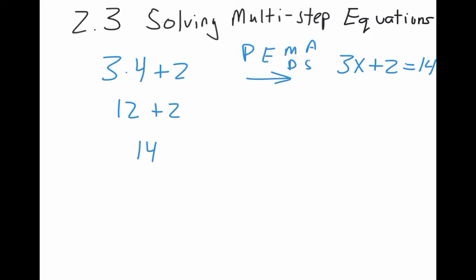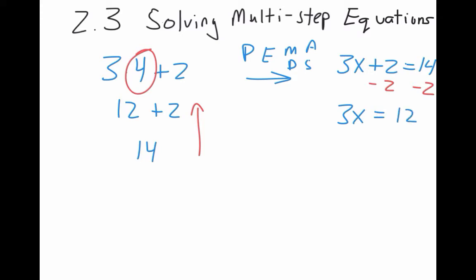That essentially we're trying to work from this 14, we're trying to work backwards to figure out that number right there. So the first thing we have to do is we have to undo our step right here. We have to undo adding 2. To undo adding 2, you would subtract 2. And when you do that, you get 3x equals 12.